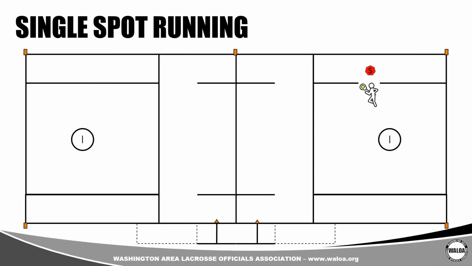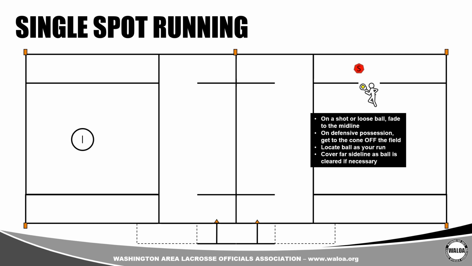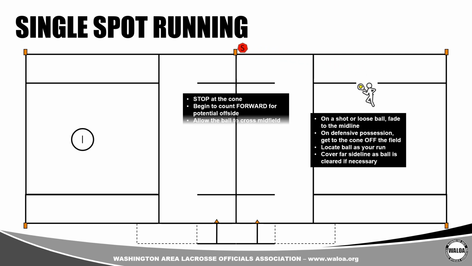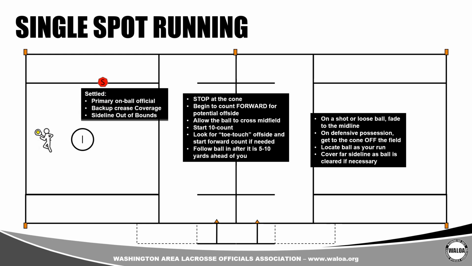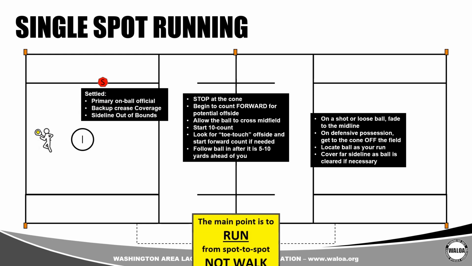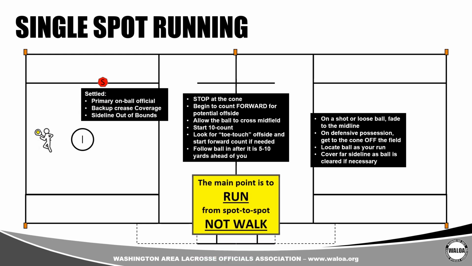As single side, your primary job is to get to the cone. So as a shot is taken or a ball becomes loose, fade to the midline. On a defensive possession, get to the cone off the field. Locate the ball as you run and cover the far sideline as the ball is cleared if necessary. Once you're at the cone, stop at the cone, begin to count forward for potential offsides, and allow the ball to cross midfield. Then start your 10 count. Quickly look for the toe touch offsides all the way across the field and start your forward count if needed.